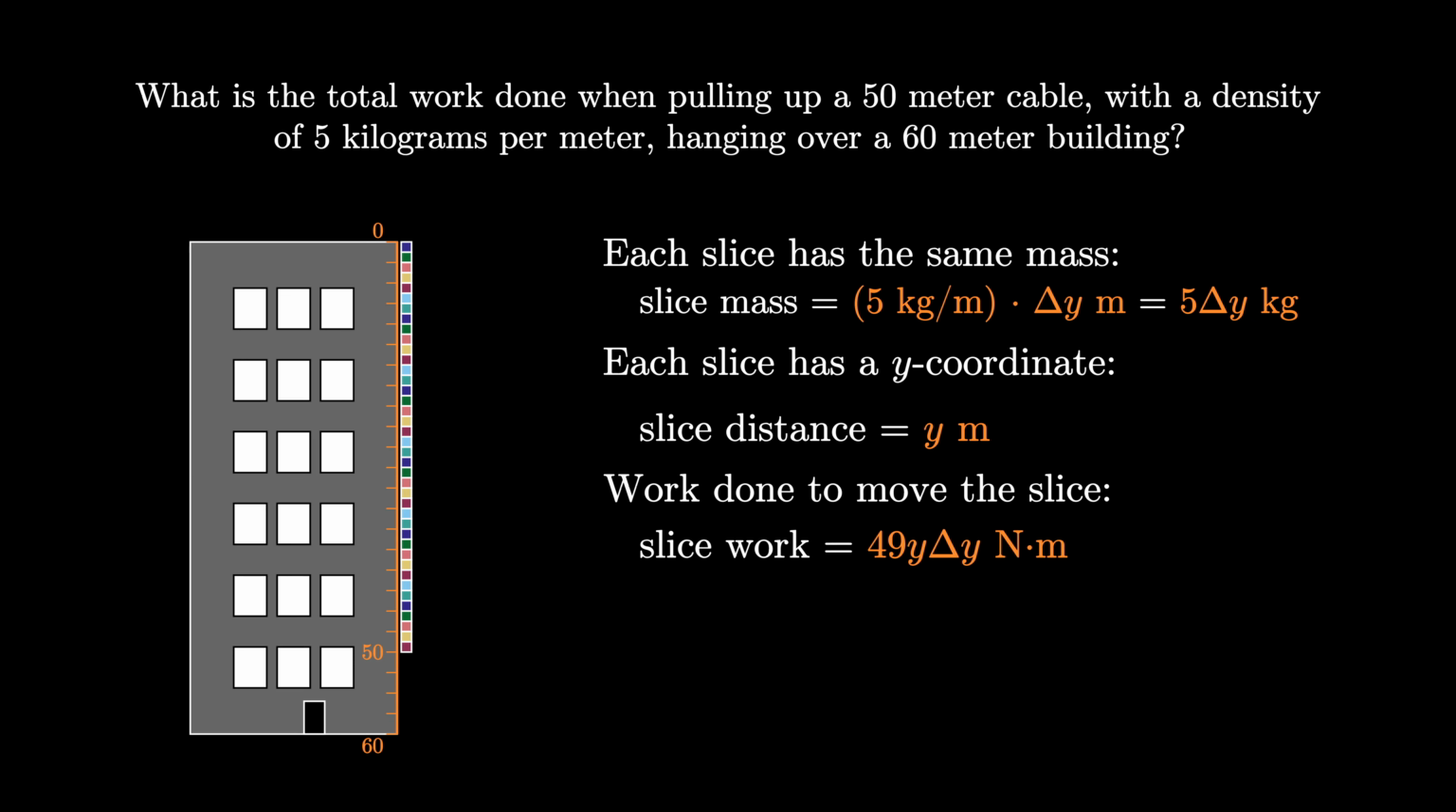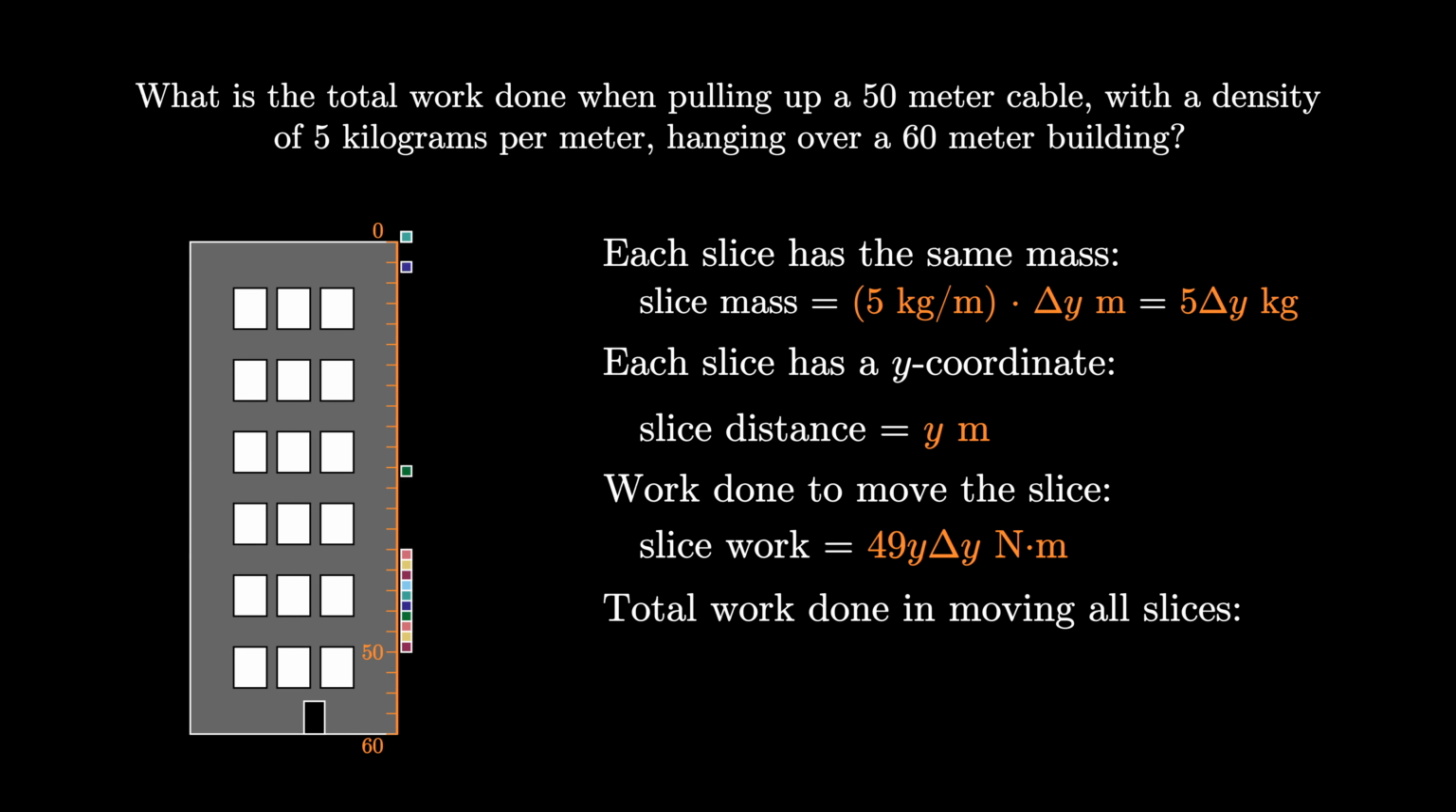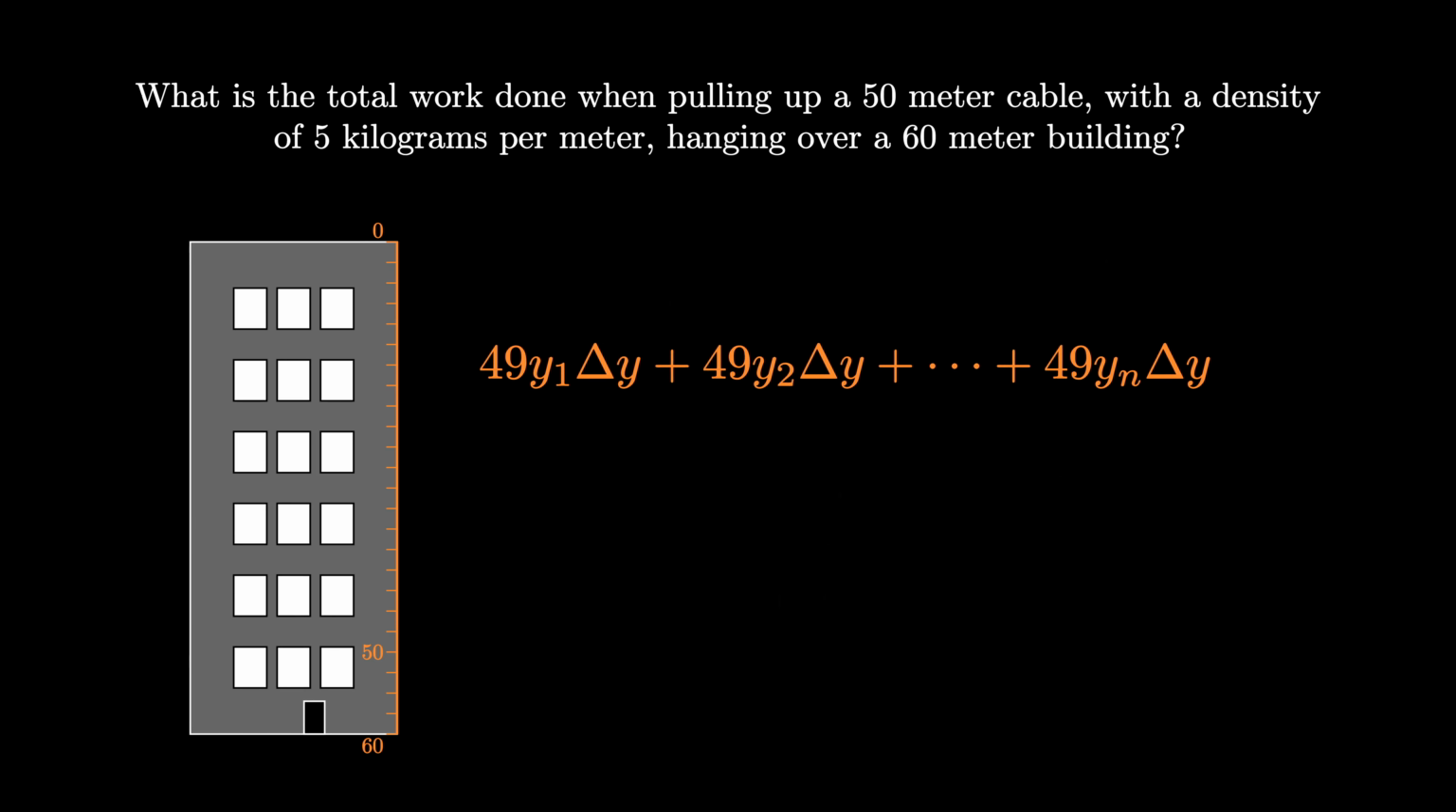And now we use the fact that this work formula applies to each slice, since it depends on the slice's y-coordinate. So we can add up the work done to move each slice to get the total work done. Here we imagine that we have n different slices at y-coordinates y1 up to yn. So we get a total work done given by 49y1 delta y plus 49y sub 2 times delta y, and so on, ending by adding 49y sub n delta y.